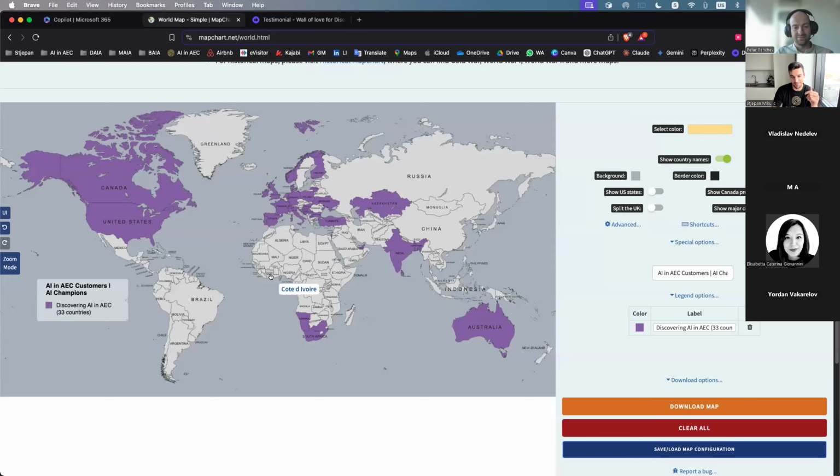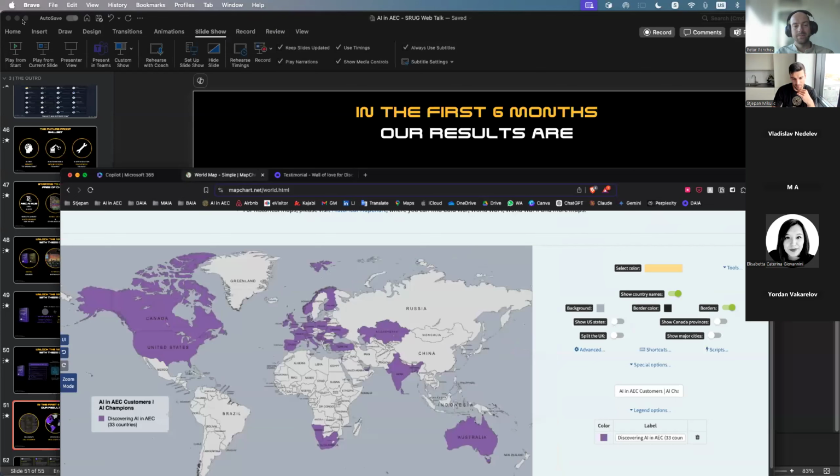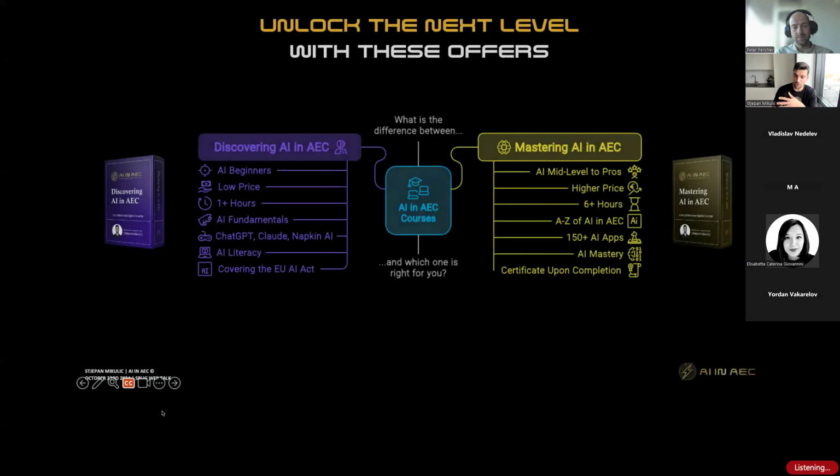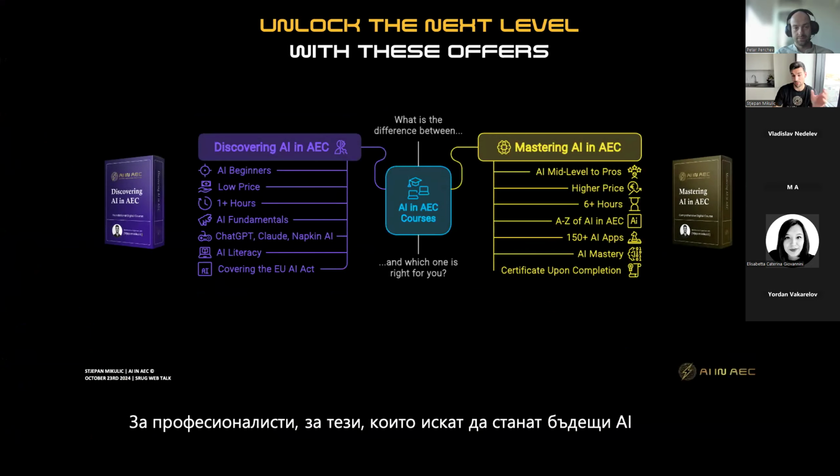And of course, a big part of Africa and Asia. But I'm going to get there, because I have a lot of updates coming for this. And maybe something I want to share is some more details on the differences between the two courses: Mastering AECs for professionals, for those who want to become future AI managers, which is something I'm also covering in the first course.